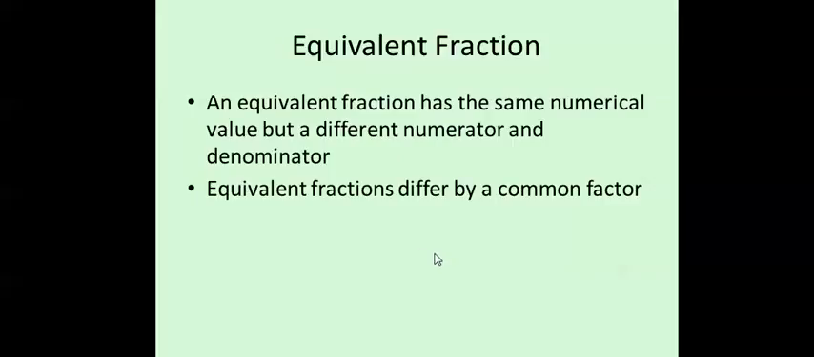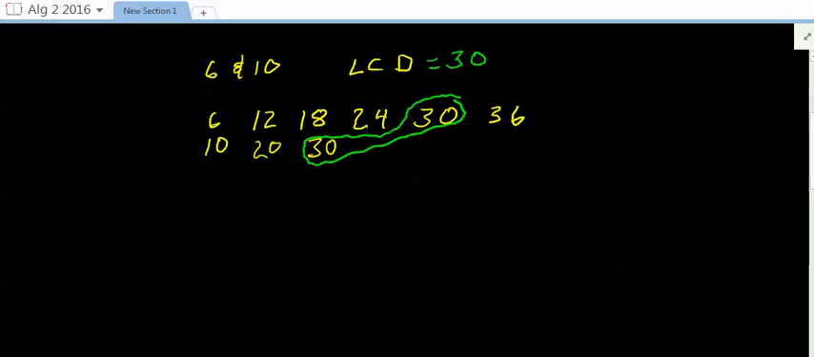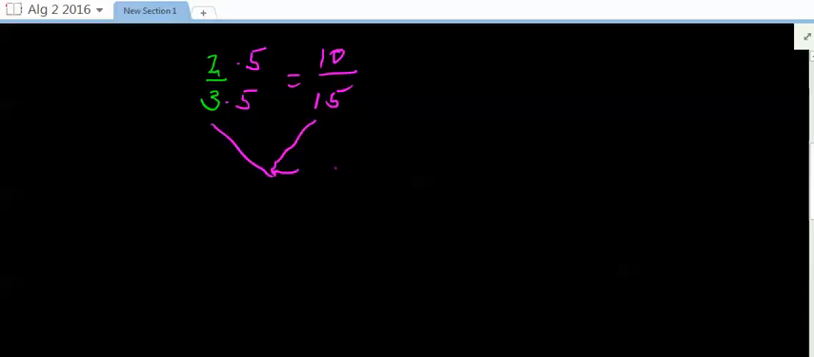Equivalent fractions are fractions that have the same numerical value, but they look different. They differ by a common factor. So let's look at equivalent fractions. If I have 2/3 as a fraction, if I multiply the numerator by 5 and the denominator by 5, same number, I get 10 over 15. These are equivalent fractions. Sorry about my handwriting.